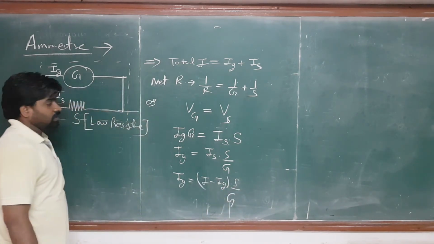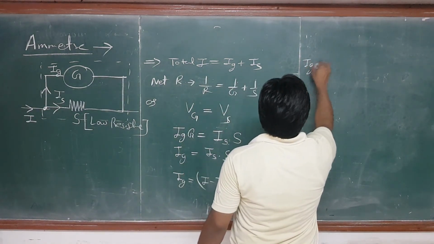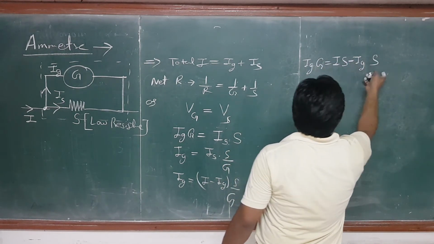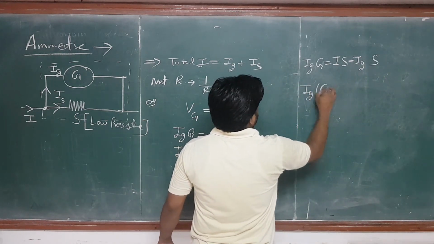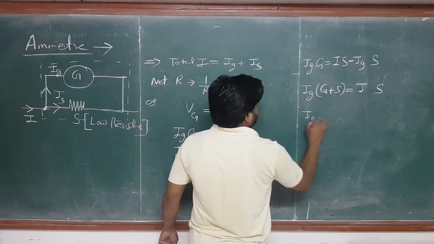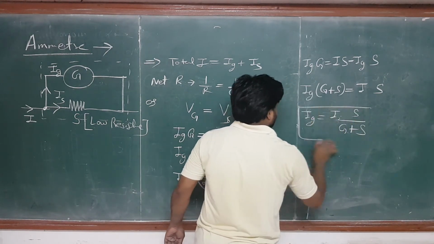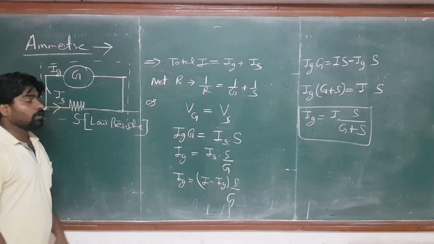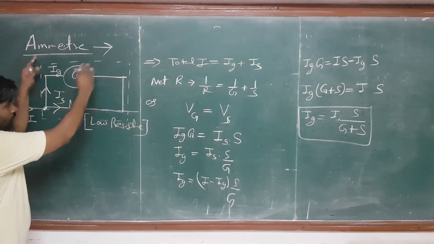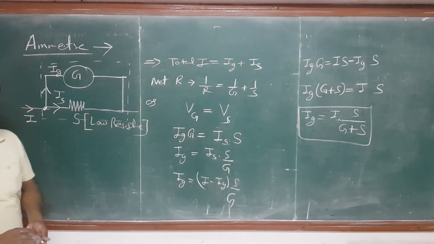Now bring the G to both sides, no problem. So Ig dot G is equal to I dot S minus Ig dot S, which goes to this side. Then Ig dot G plus S is equal to I dot S. Then Ig is equal to I dot S upon G plus S. Remember one thing, to convert the galvanometer you should connect the low resistance in parallel, and this overall system is called the ammeter, which we connect in the circuit in series, right? Okay, do this.